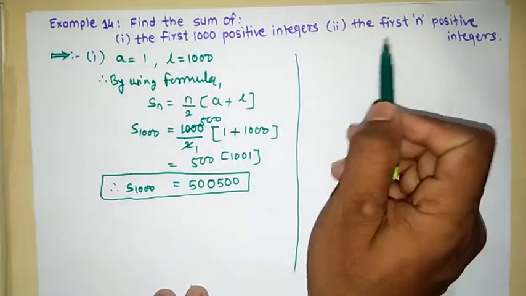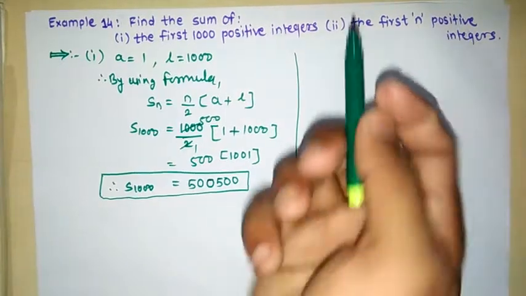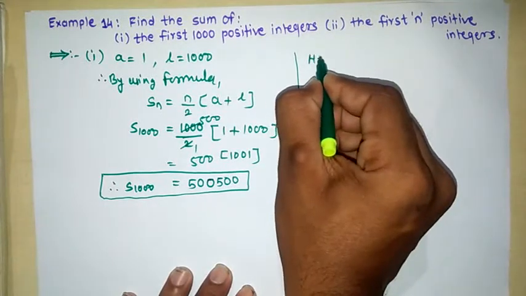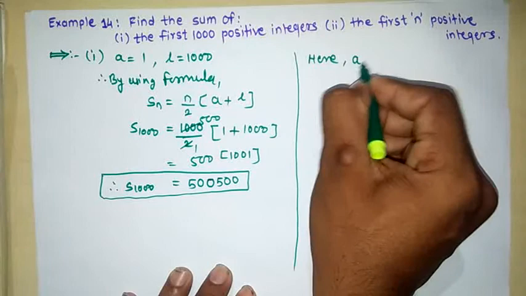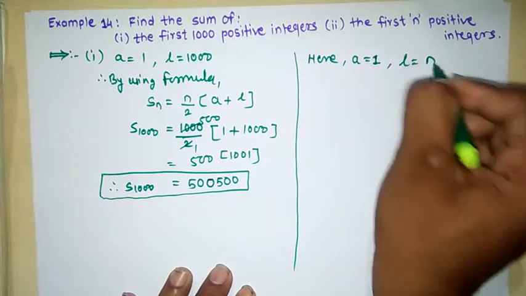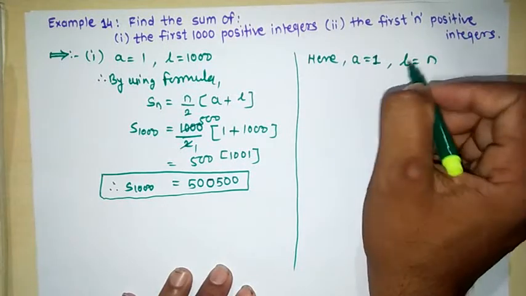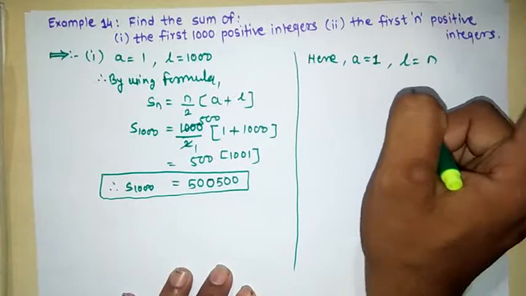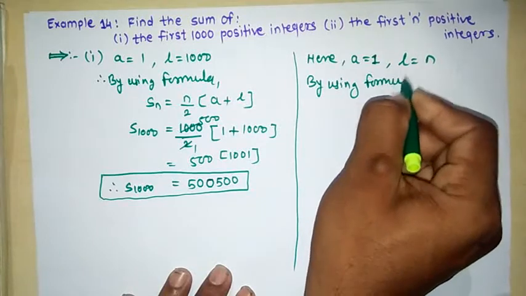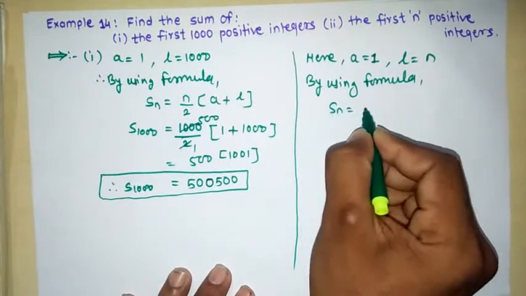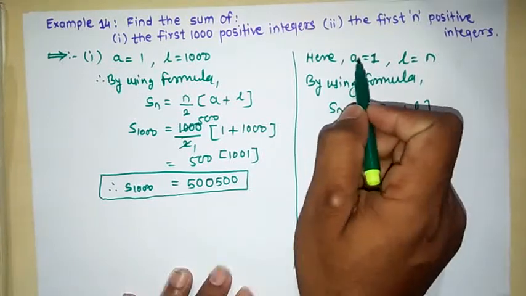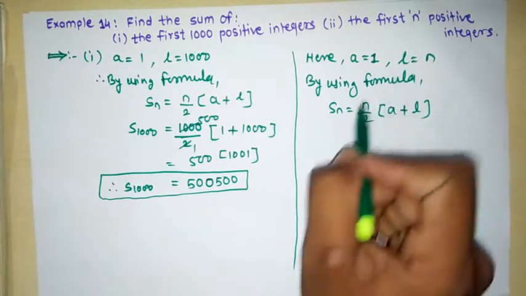Now we will find the second one, that is, we have to find the sum of the first n positive integers. Here the first positive integer will be a is equal to 1, and the last positive integer will be n, because we have to find the sum of n positive integers. Therefore the last term will be n. Therefore by using the formula Sn is equal to n by 2 into a plus L, because here also we know the first term and last term, we have to use this formula.